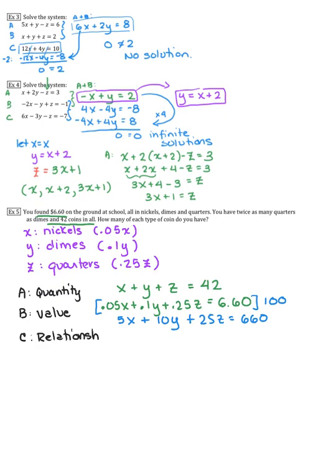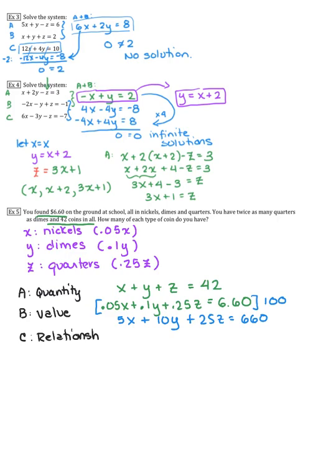All right, our last one is the relationship. Okay, so the relationship says that you have twice as many quarters as you have dimes. Twice as many quarters as you have dimes. So what happens here is people sometimes will then say, oh, okay, so quarters, z equals 2 times y. But you want to think about this.